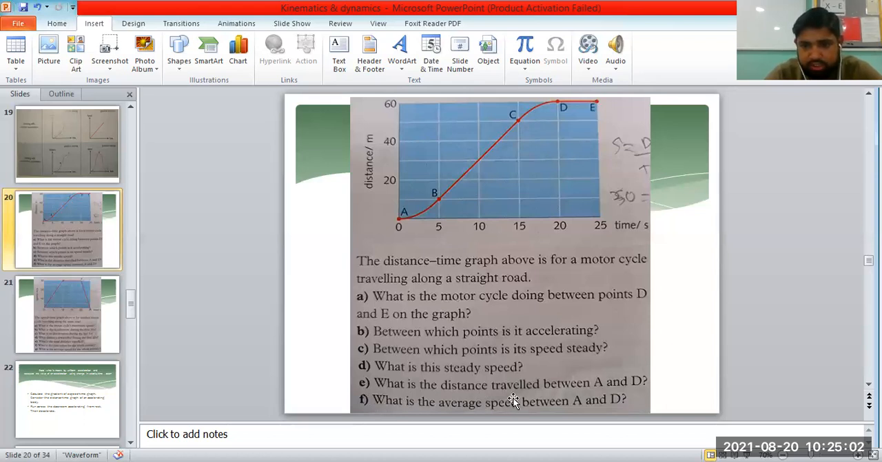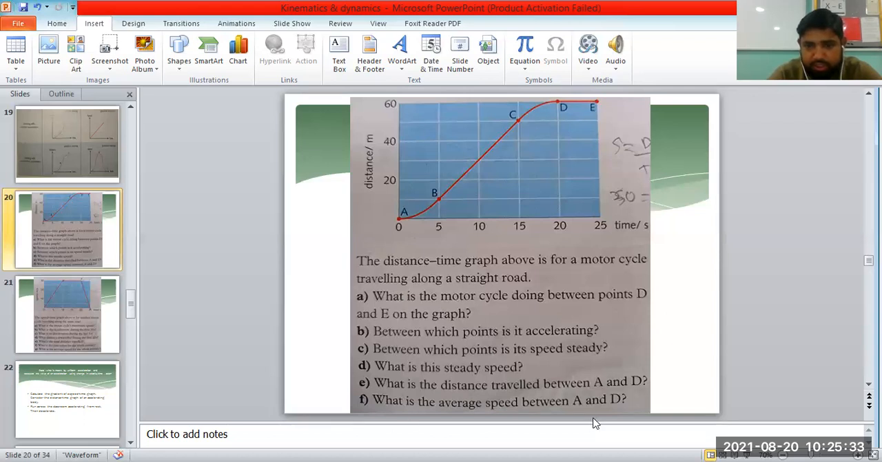Part E, what is the distance traveled between A and D? Now this is like a trick question. So students may try to find the gradient here, looking at the question. So distance covered between A and D is simply 60 meters, or distance covered between A and E also is 60 meters. You can take the reading from the graph from the y-axis. It is asking about the distance covered.